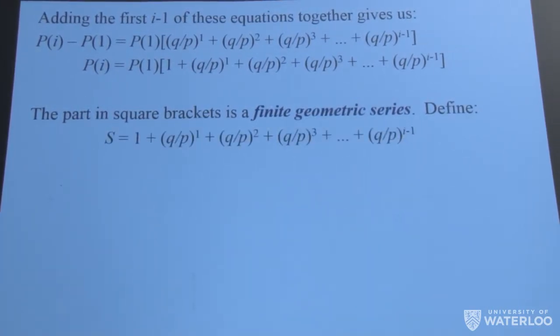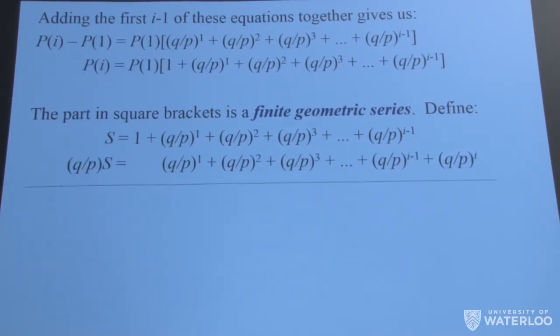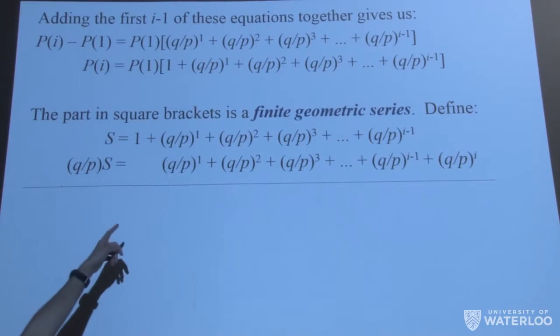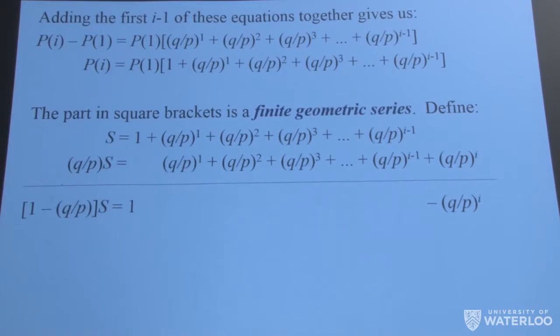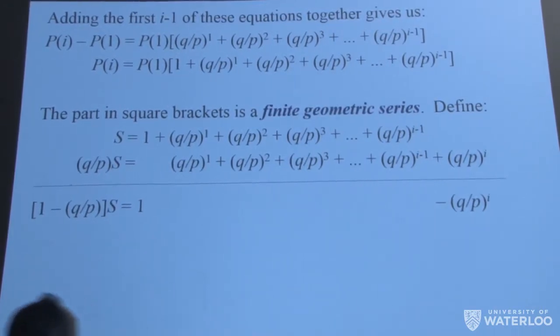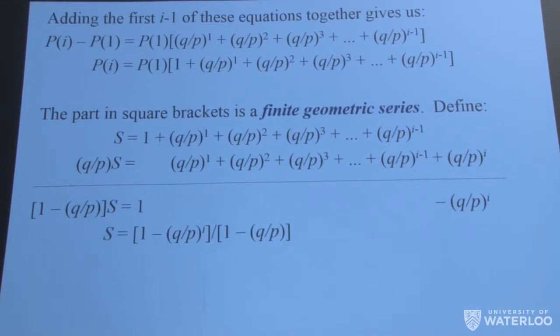If we define the term in square brackets, our finite geometric series, as capital S, and I want to know a formula for this, then if I multiply both sides of that equation by that ratio q over p, notice that every term basically increments 1 in terms of the exponent. If I now subtract these two equations, then all the terms cancel on the right-hand side except the 1 and, of course, this last term, q over p to the minus i. So now I can solve for S by simply dividing by 1 minus q over p. And that's a quick-fire way to remember the formula for a finite geometric series if you're ever stuck in a bind. That's what I tell my 333 students.